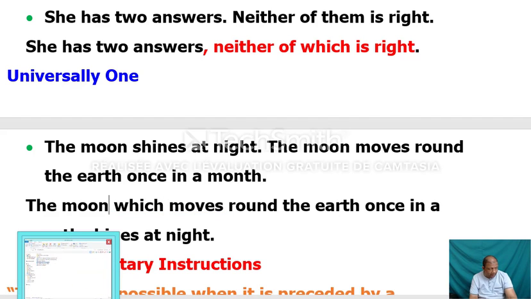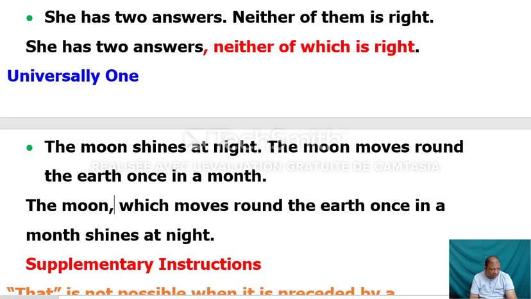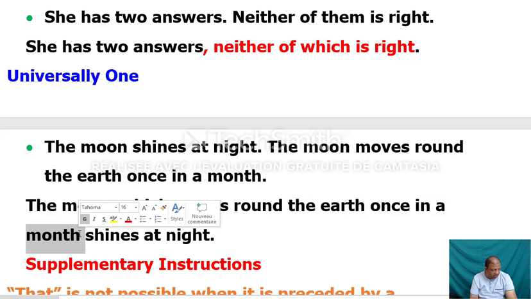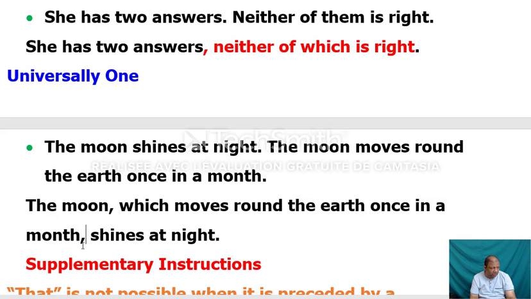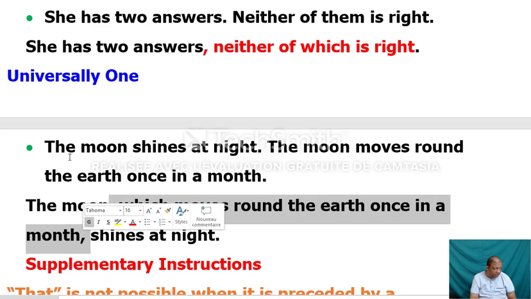Here we put a comma and then we go till this place, till here, and we put a comma. Therefore, the adjective clause is this one.